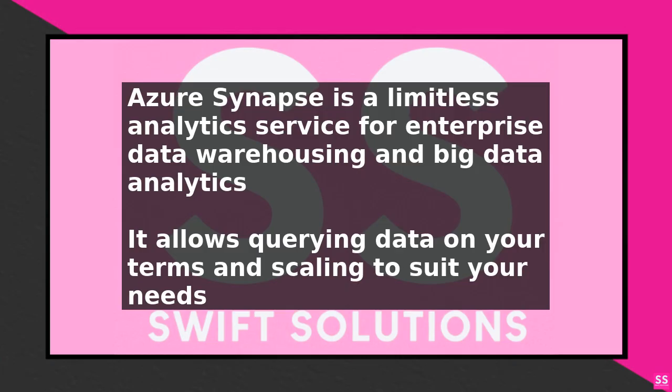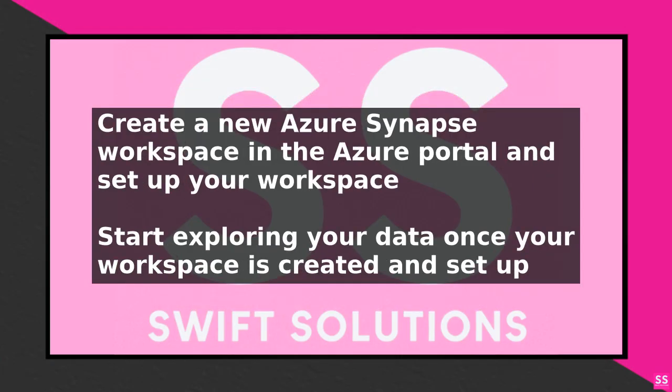Next, let's connect to a data source. Azure Synapse supports a wide range of data sources, including Azure Storage, Azure Cosmos DB, and on-premises data sources. For this example, we will use Azure Storage. To connect to Azure Storage, click on the Data tab and then click on Link to Data Source. Select Azure Blob Storage and enter the details of your storage account.